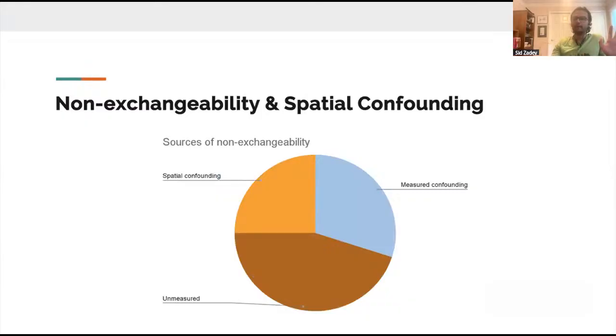The only takeaway from this that I want you all to have is that within the unmeasured confounding, you can think of slicing that up and consider that some of that unmeasured confounding is happening due to spatial attributes.